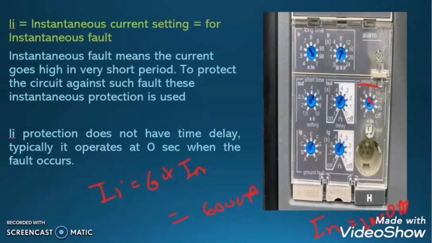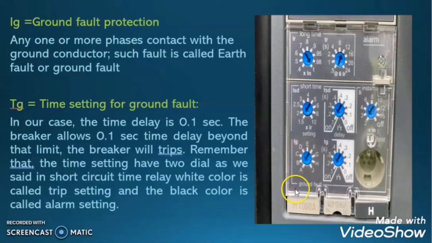Hope I'm clear now. Now let us discuss the ground fault setting. The ground fault means if any one or more than one phase is in contact with the earth, or the ground, then it is called a ground fault. So there is a setting for the ground fault also. The knob has an arrow which can be set on A, B, C, D, E, F, G, H and J. And there is a time delay also for the ground setting which can be set on 0.1 second, 0.2 second, 0.3 second and 0.4 second.